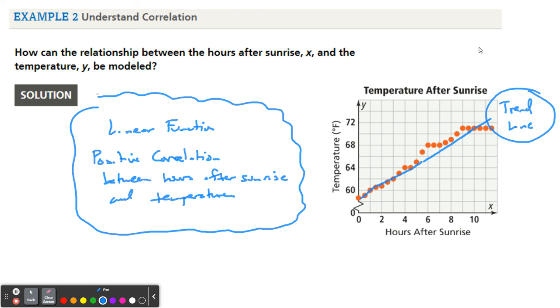And again, the next video, video 2, is going to talk about how we find the equations of these trend lines. All right. So this was the end of video 1. Buckle up for video 2 coming up next.